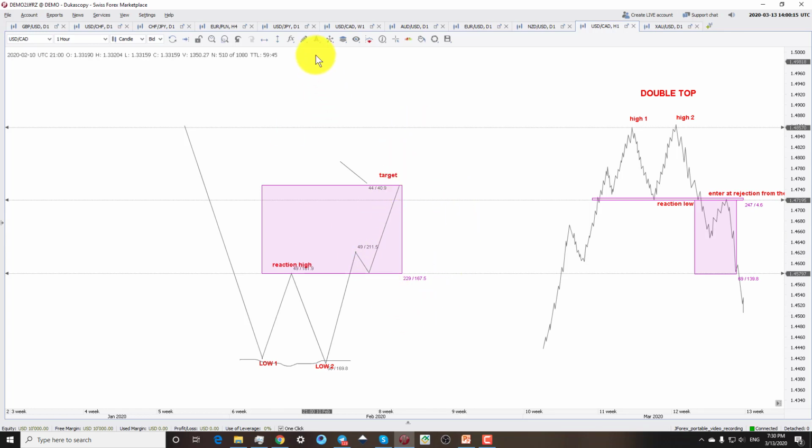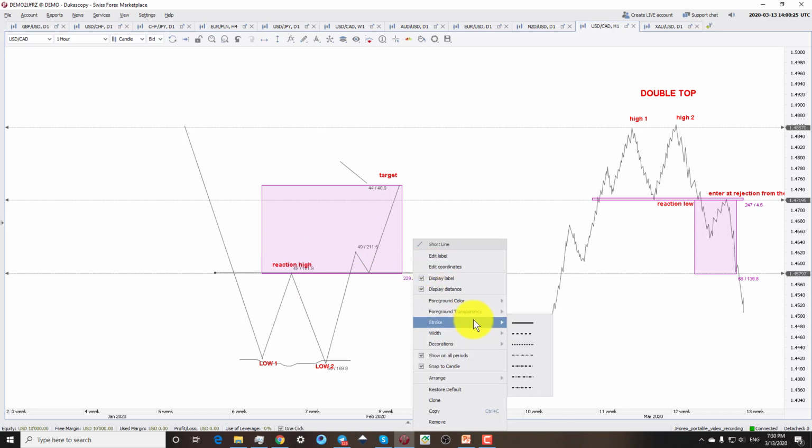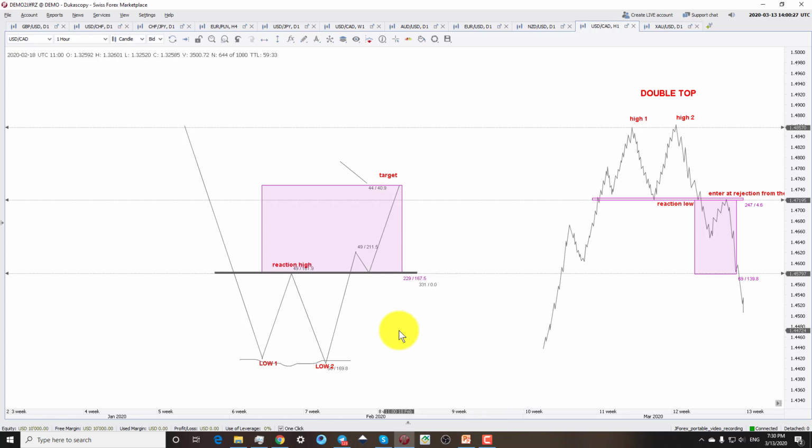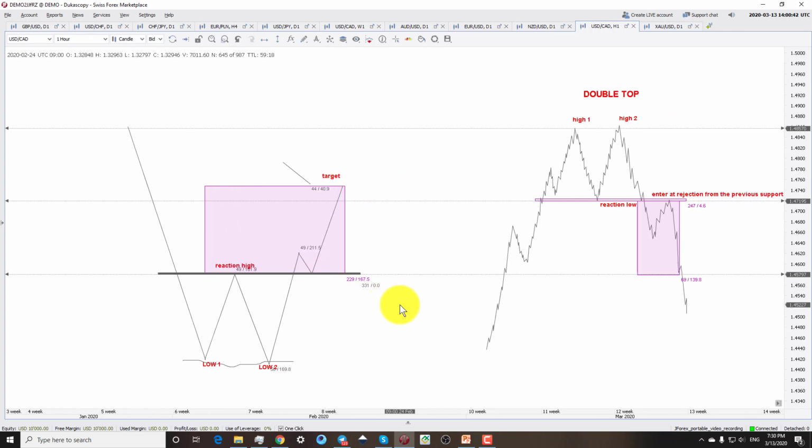Okay, so this will be our next support, and we will enter at the test of this resistance as the new support. So this will give us a target equal to the height of the pattern. I hope I have made myself clear in this part.